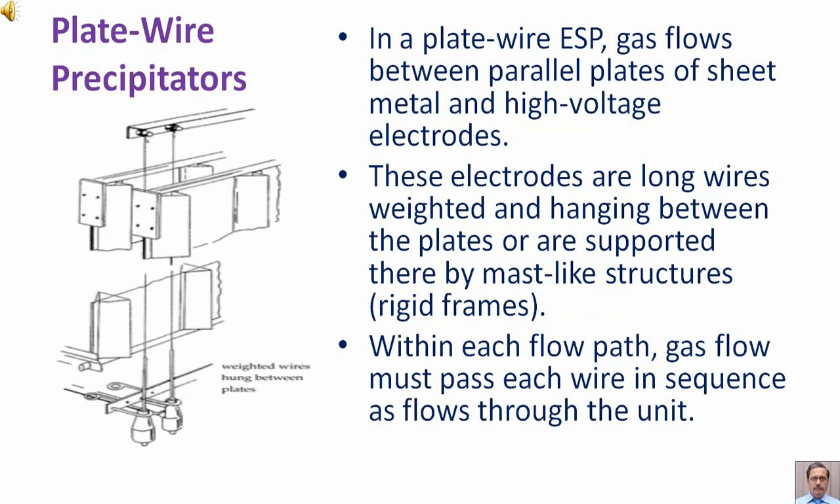In a plate wire ESP, gas flows between parallel plates of sheet metal and high voltage electrodes. These electrodes are long wires weighted and hanging between the plates, or are supported there by mast-like structures, rigid frames. Within each flow path, gas flow must pass each wire in sequence as it flows through the unit.